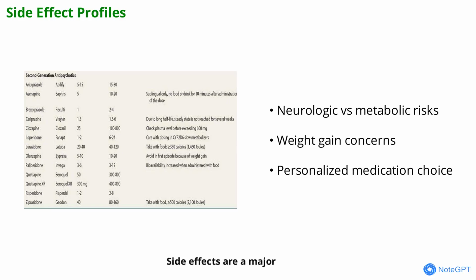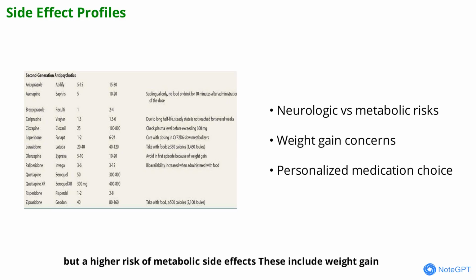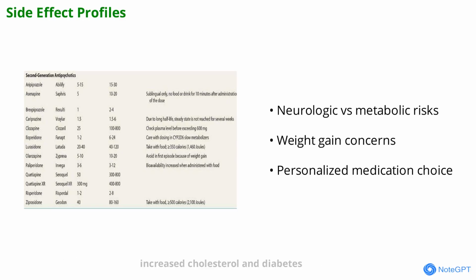Side effects are a major factor in distinguishing among antipsychotic medications. SGAs generally have a lower risk of neurologic side effects, particularly those affecting movement, but a higher risk of metabolic side effects. These include weight gain, increased cholesterol, and diabetes. Understanding these differences is crucial for selecting the most appropriate medication for each patient.